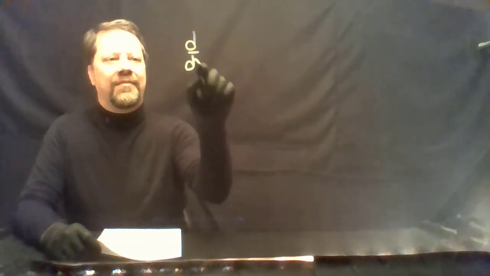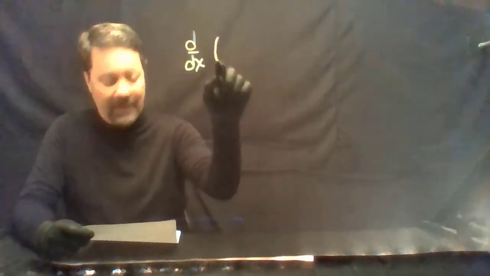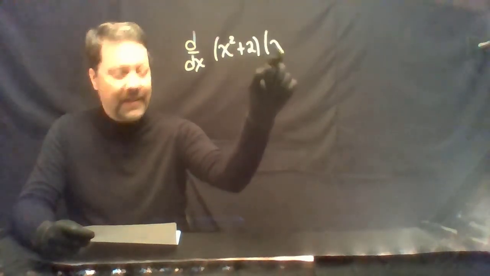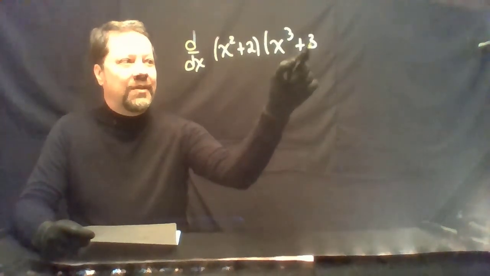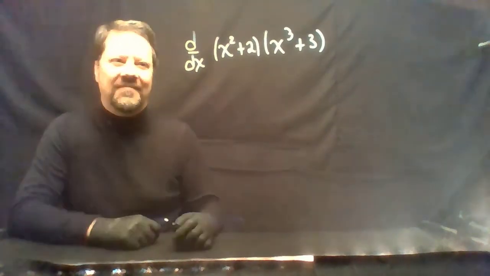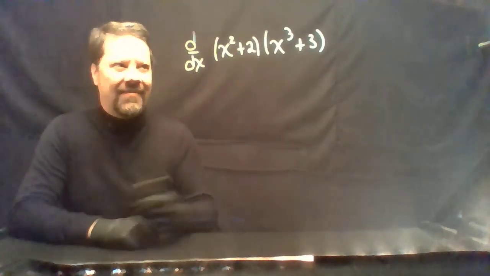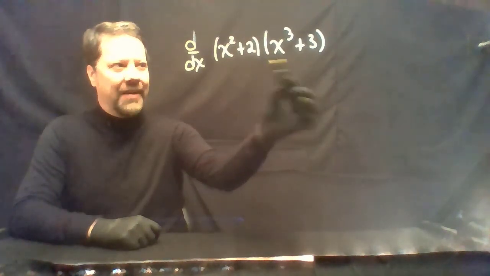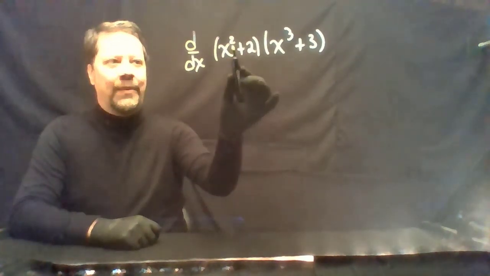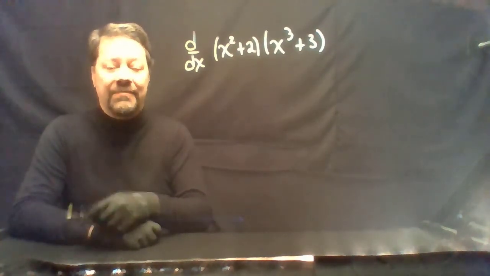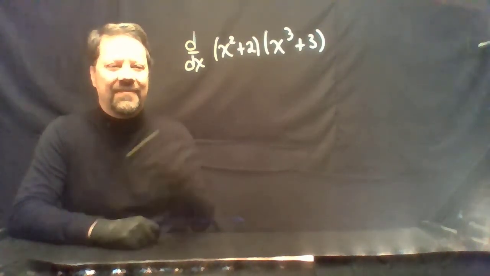We begin with the derivative of x squared plus 2 times x cubed plus 3. Name the rules. You can see that we have here a product and we have power functions. So we will need the product rule and the power rule.